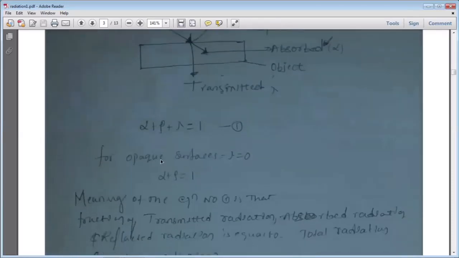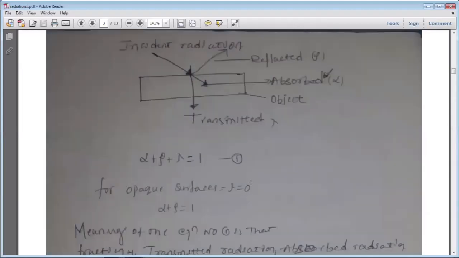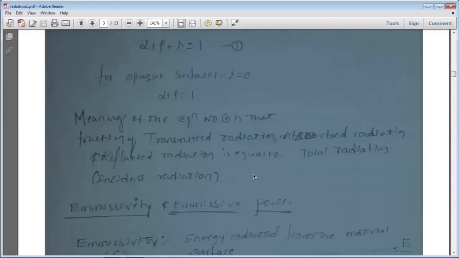Suppose the object is opaque. Opaque means it does not transmit the incident radiation through that material. In that case, lambda is equal to zero. Lambda means the transmittivity, so transmittivity is equal to zero. In that case, alpha plus rho is equal to one, because lambda is equal to zero here. This is the meaning of this.